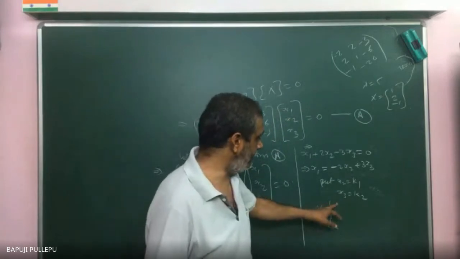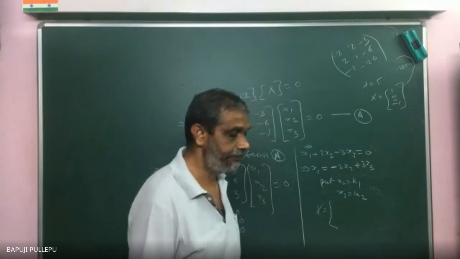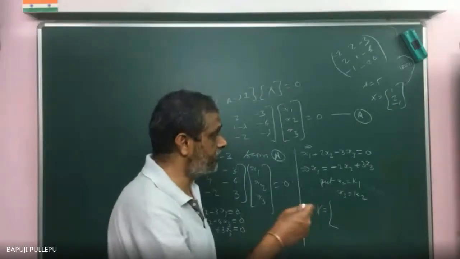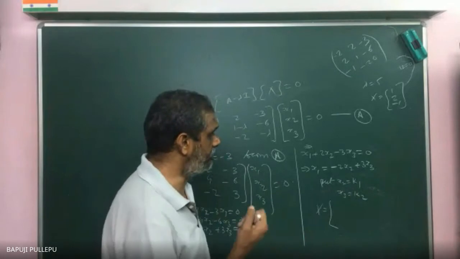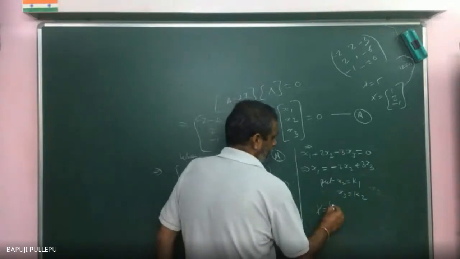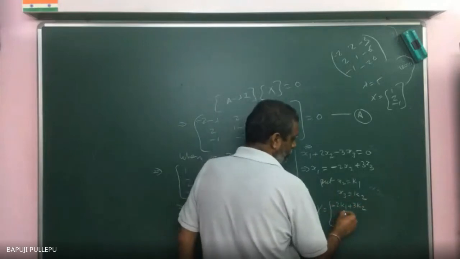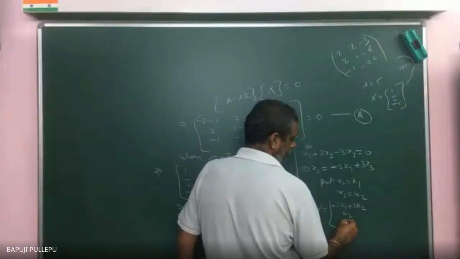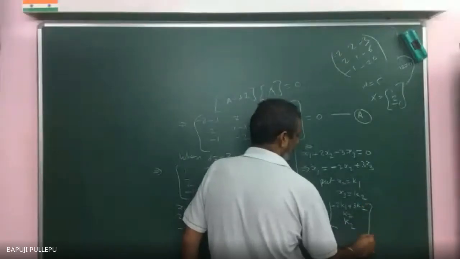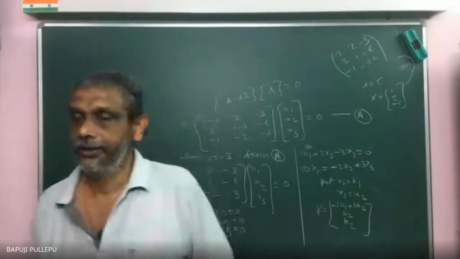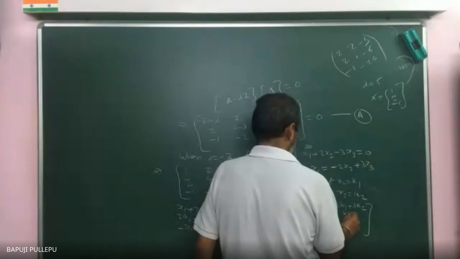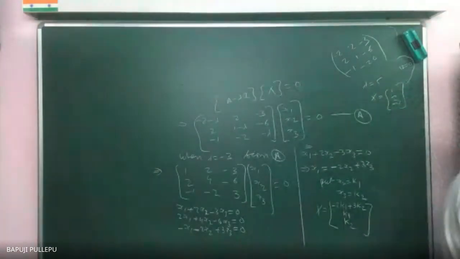I will get the eigenvector x1, x2, x3. What is my x1? Tell me. Sir, minus 2k1 plus 3k2. Very good. Don't tell x2, x3, I already introduced some fellows, so they will help you. So x1 is minus 2k1 plus 3k2, x2 is equal to k1, and x3 is k2. Yes. Copy down up to that fast.